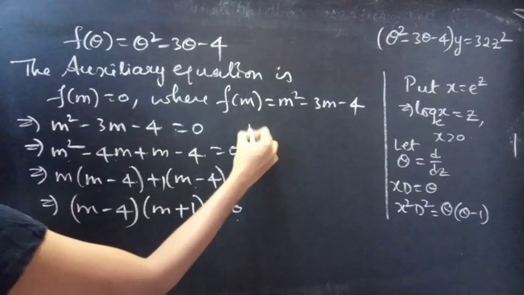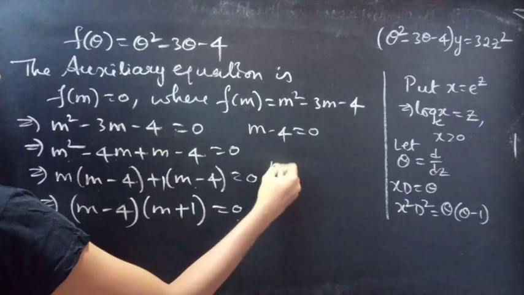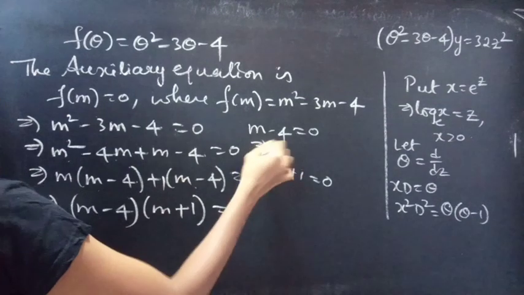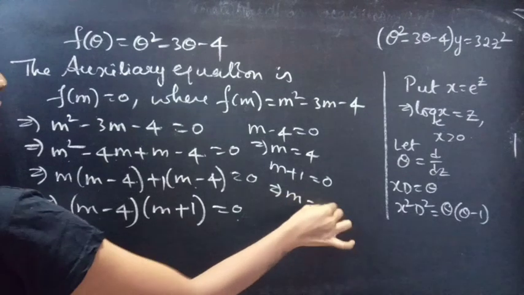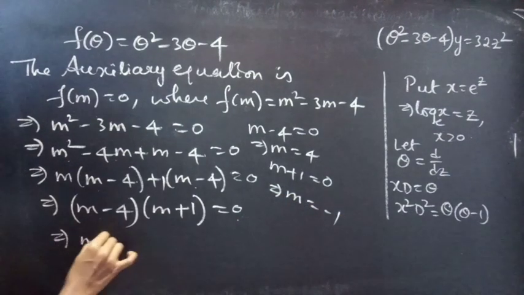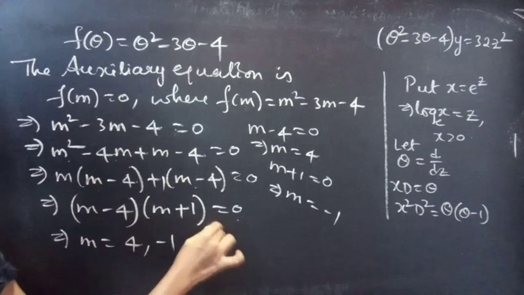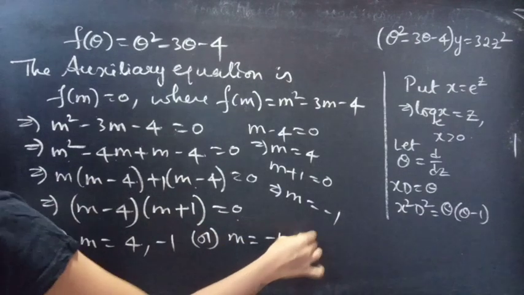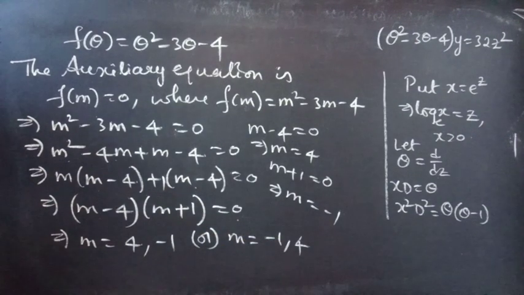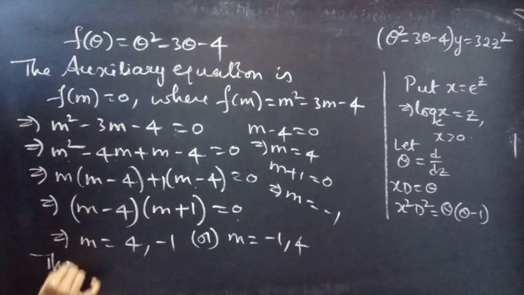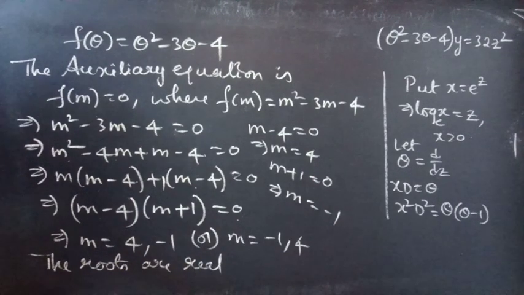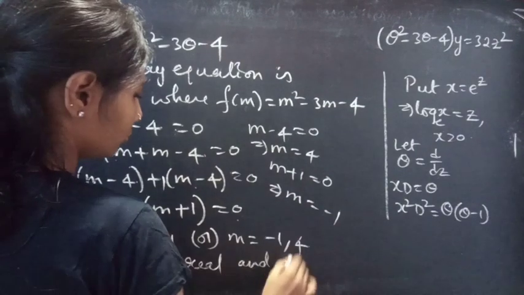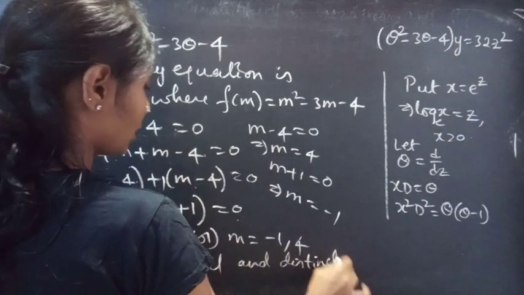Now equate each factor to 0. From m minus 4 equals 0, we get m equals 4. And from m plus 1 equals 0, we get m equals minus 1. Then m equals minus 1 and 4 are the real and distinct roots of our auxiliary equation. The roots are real and distinct, or we can say real and different.